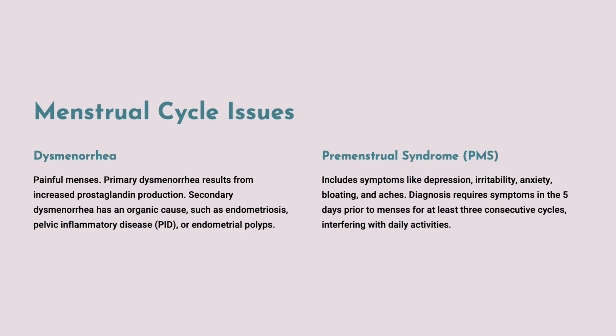needs to be addressed. For premenstrual syndrome, it includes symptoms such as depression, irritability, anxiety, bloating, and aches. So, diagnosis requires 5 days prior to menses for at least 3 consecutive cycles. And an important aspect is that it already interferes with your day-to-day activities. So, you need to ask the patient, how have these symptoms affected their day-to-day functioning?